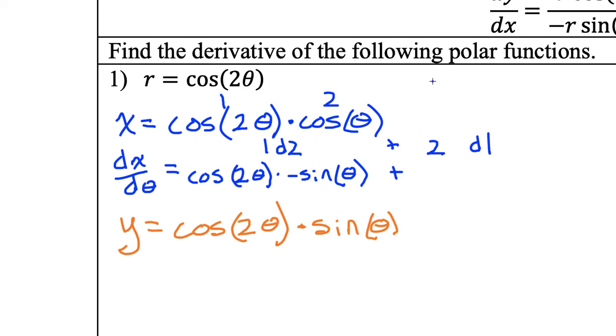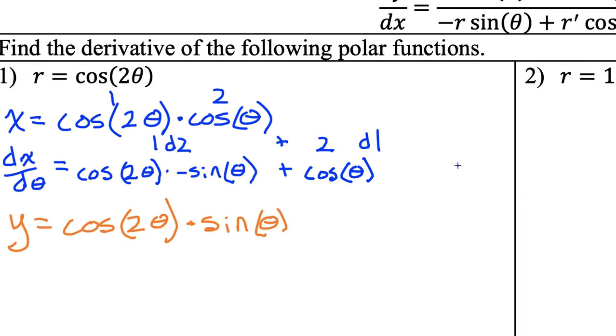My 2d1, well, 2 is going to be cosine of theta. And then d1, be careful of the inner. The derivative of cosine is negative sine of the same inner 2 theta, but then take the derivative of the inner, and you have to multiply by 2. So that is d1 right here.